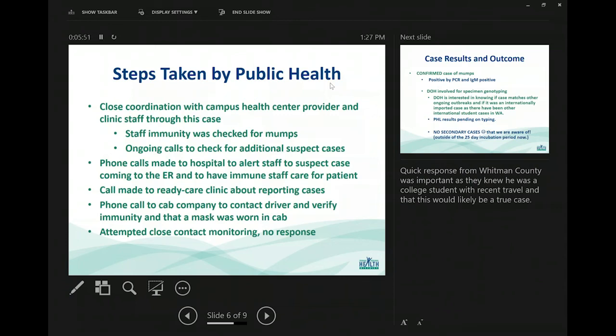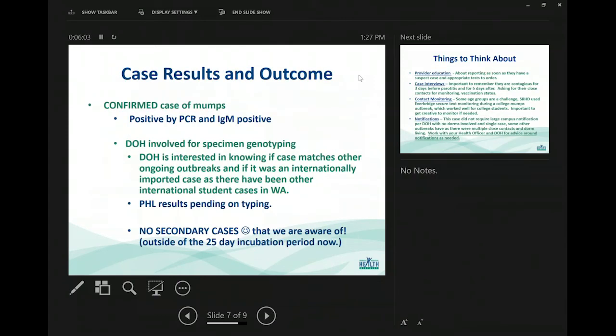And attempted close contact monitoring. Certainly they attempted close contact monitoring and did not have great response with that, but that certainly was a strong attempt by public health. So the case results in outcome.